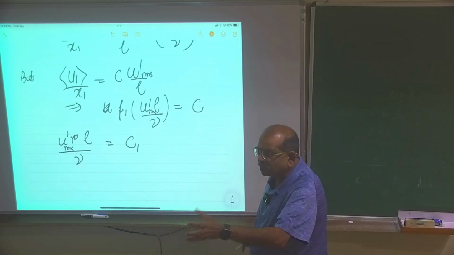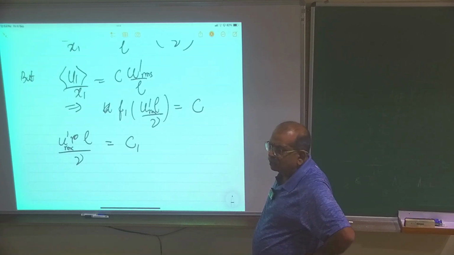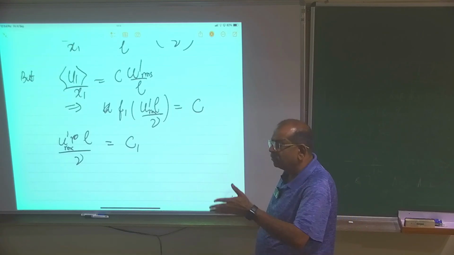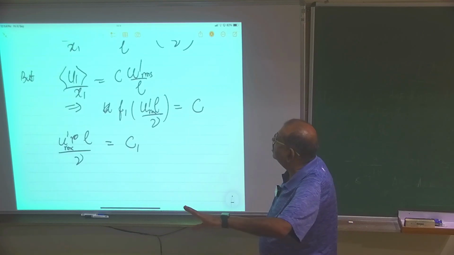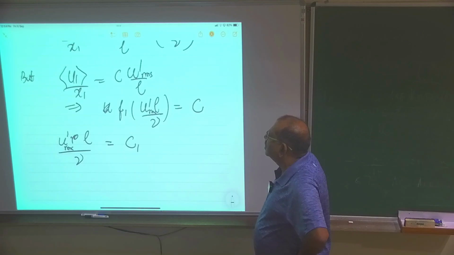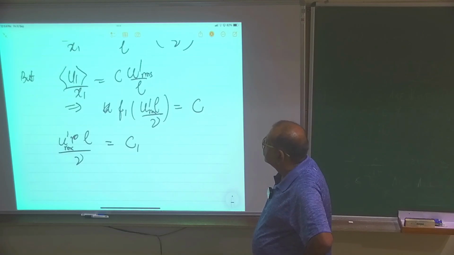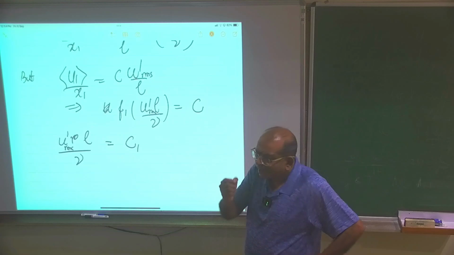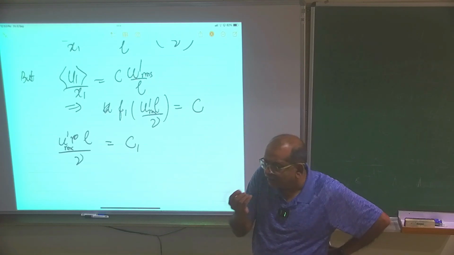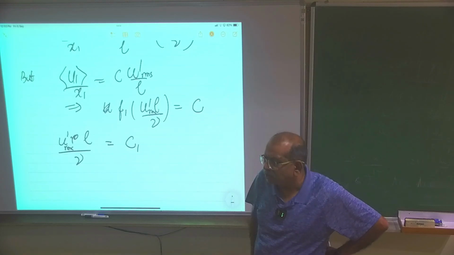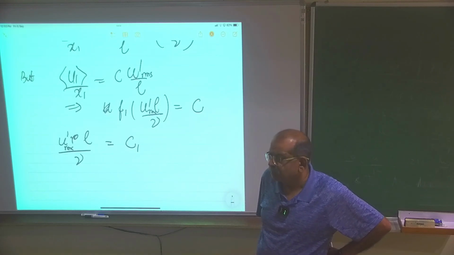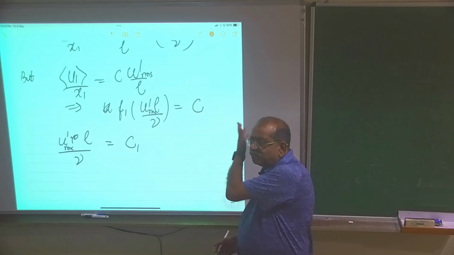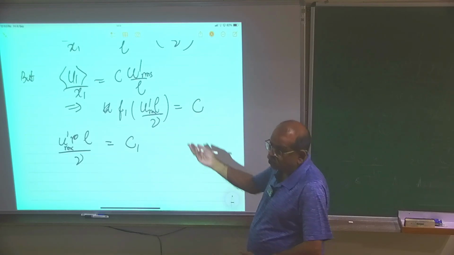U prime RMS, we took it as constant for order of magnitude here. It could be a function, but we are trying to see how this is changing with x1. So at a location, if we say it will be constant at one x1 location, that is what we are trying to see, because turbulence itself is decaying with x1. That's what we find from here.